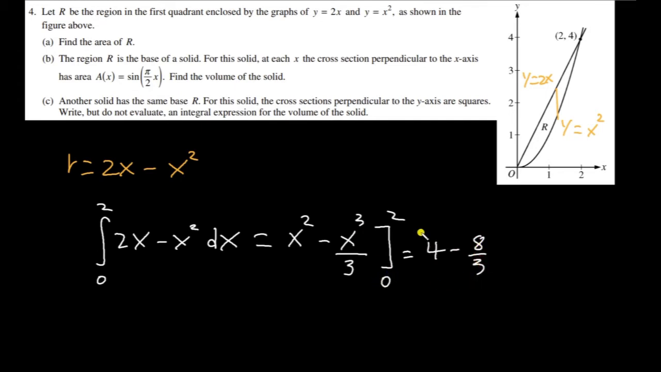We plug this in, we get 4 minus 8/3. And the 0 wouldn't really do anything meaningful, so we don't have to plug that in, and that is our final answer for this area, okay? This is a 3-point question: 1 point for the integrand, 1 point for correctly taking the antiderivative, and 1 point for the correct final answer.